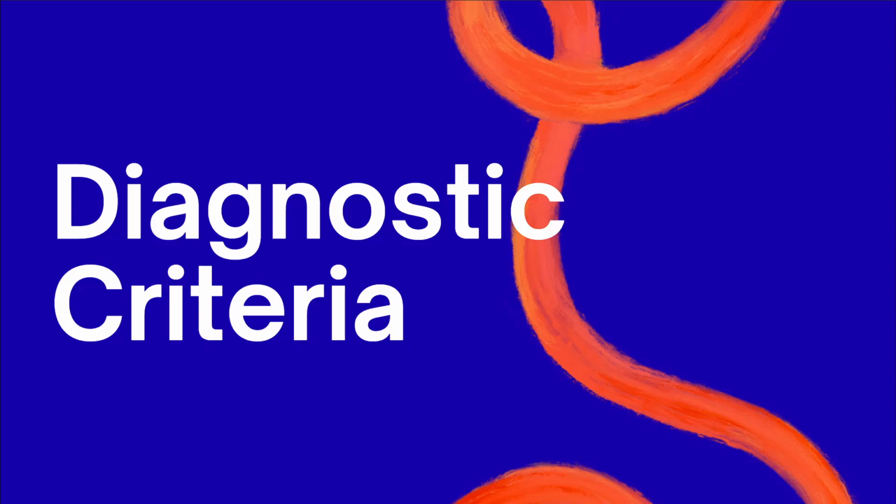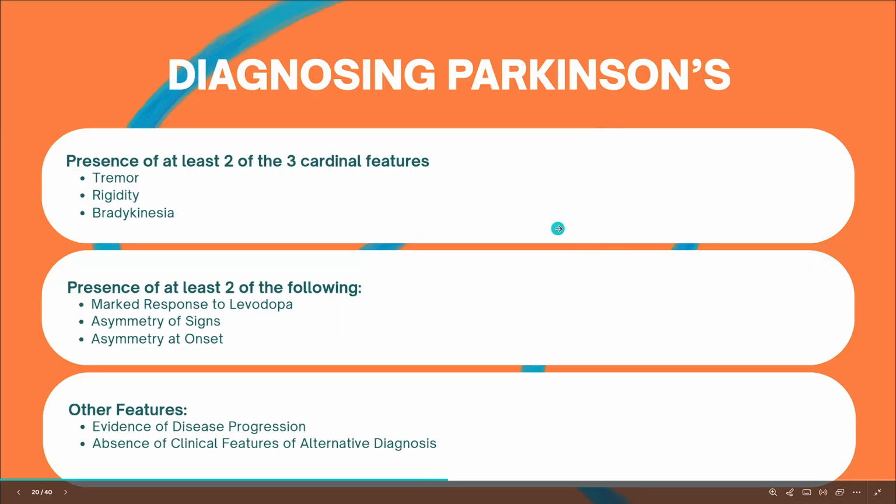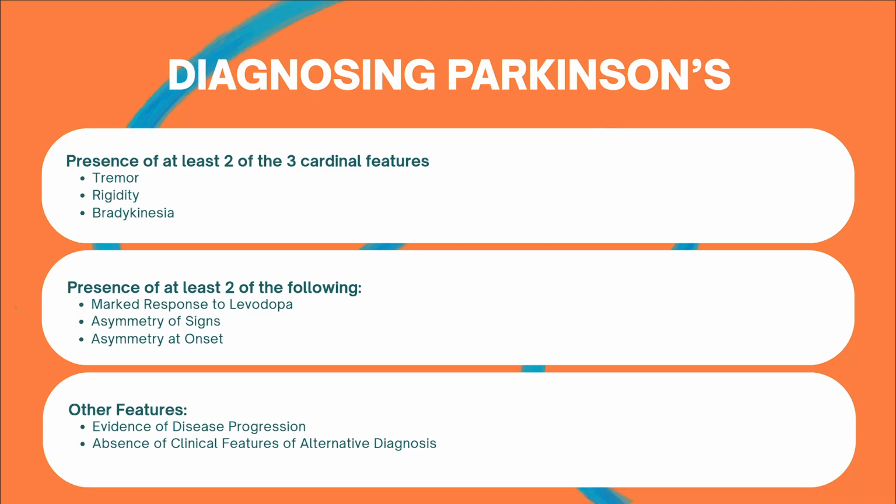Welcome back to this lecture on Parkinson's disease. Today I will be discussing the diagnostic criteria for Parkinson's. So, in the last video we discussed the common symptoms such as tremors, rigidity, bradykinesia, postural instability, gait affectations, and so on and so forth. Now we will be putting that information to use. How do we actually know that this patient has Parkinson's? So here is the diagnostic criteria for it.